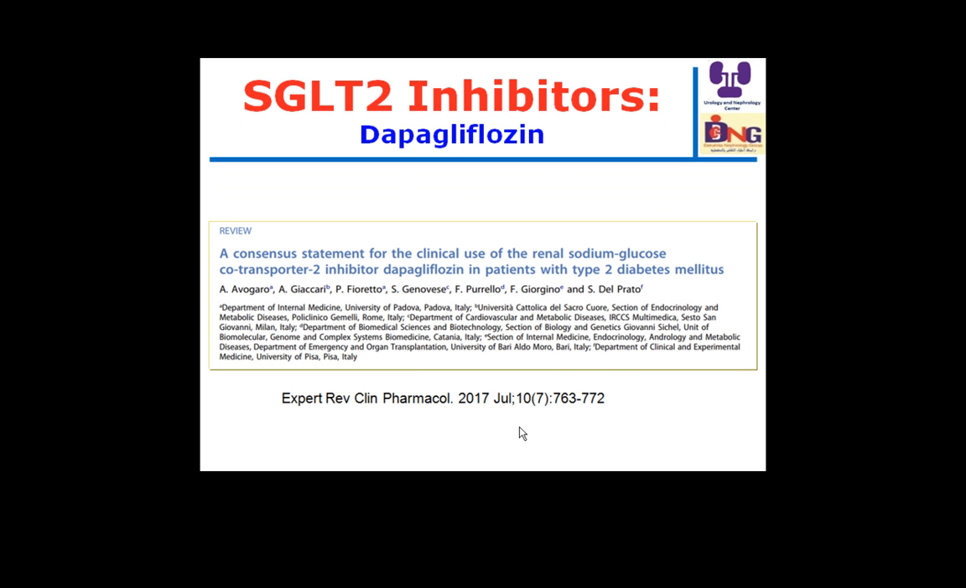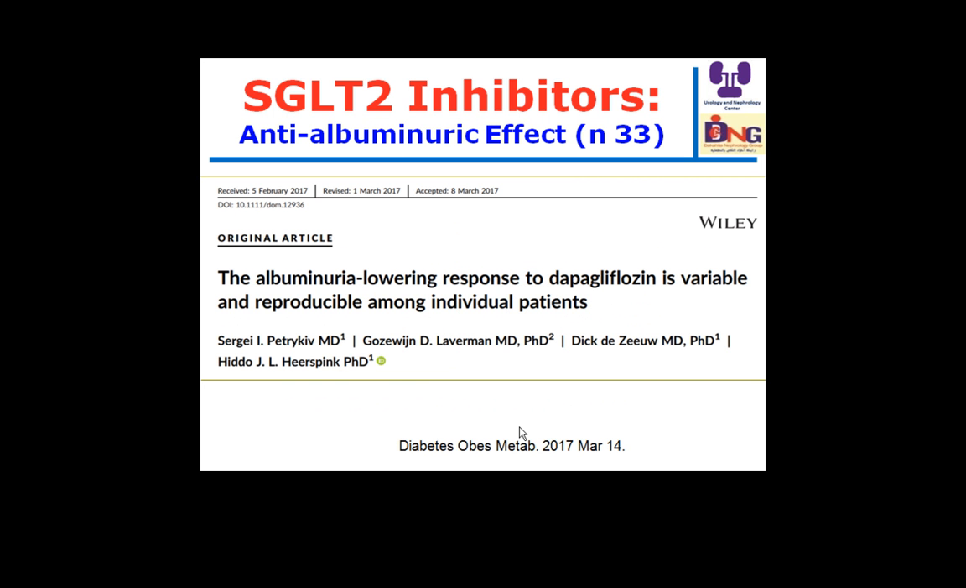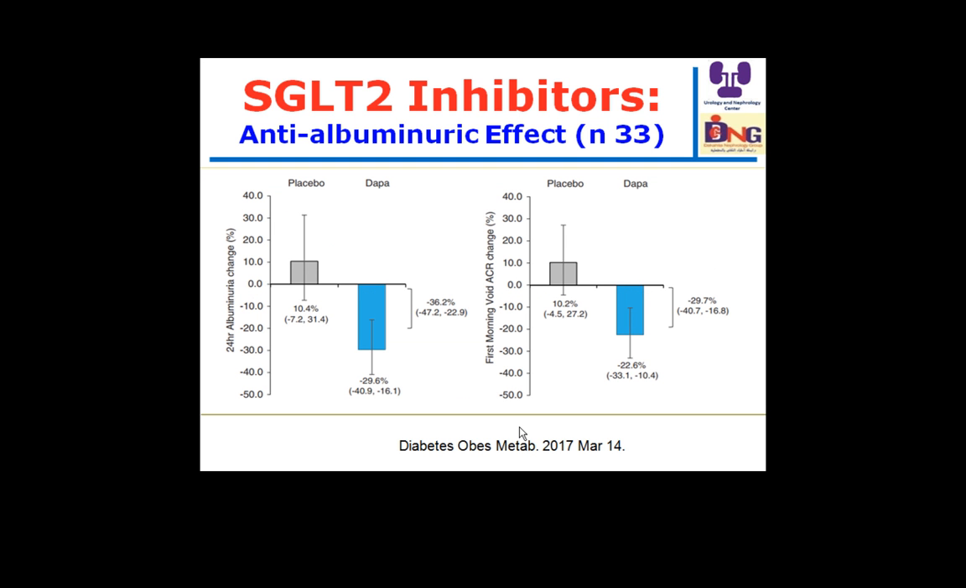This is one of the reviews that discussed the issue of dapagliflozin. It's better to be explored. Regarding the anti-albuminuric effect, although this study included 33 patients, I found the idea behind it interesting. The albuminuria-lowering response to dapagliflozin is variable, but the most important point is that it is reproducible. What is meant? If you give dapagliflozin to a patient, it may lead to a reduction of albuminuria in one patient and may not in another patient.